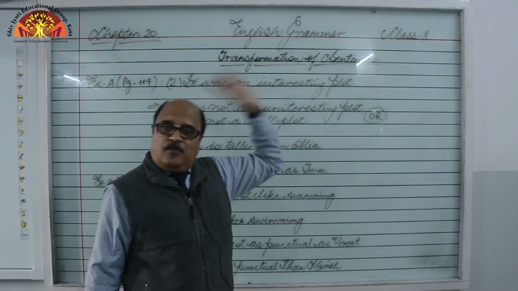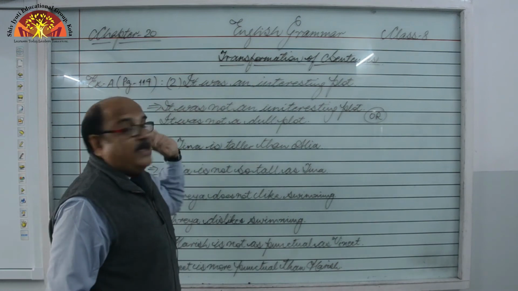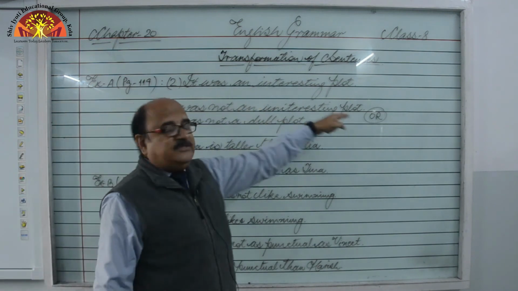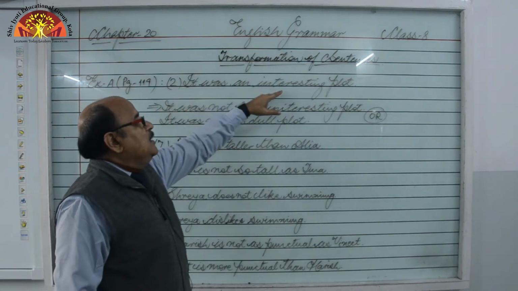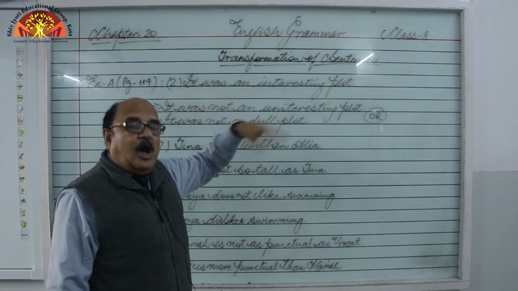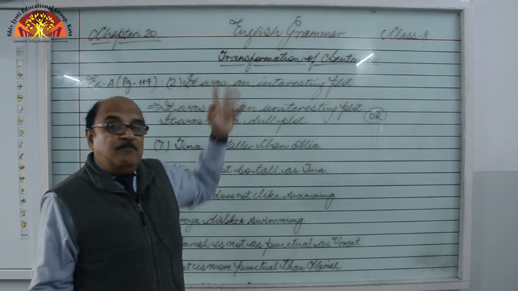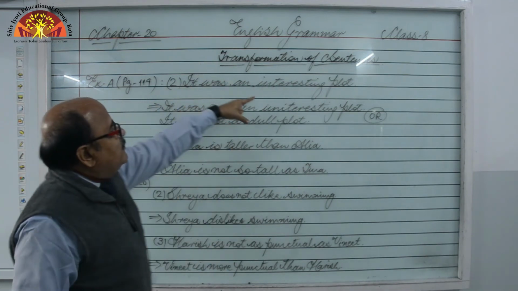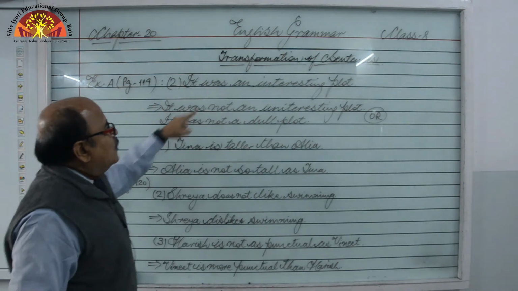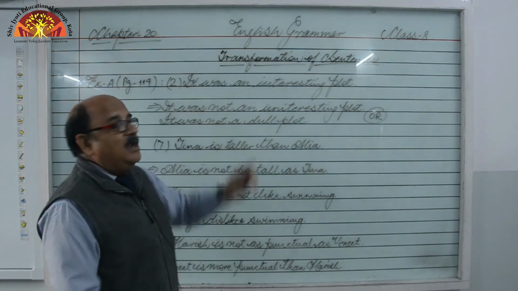It was an interesting plot, right? We have to make it negative. So it was not an uninteresting plot. Means students, you have to write the opposite word in the sentence using the word not. In this way meaning will be same. So interesting, uninteresting, interesting, dull. So we can say it was not an uninteresting plot, or it was not a dull plot.